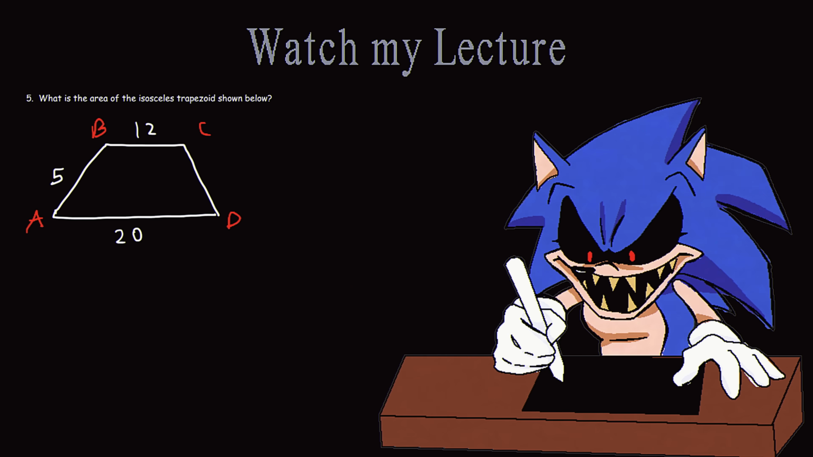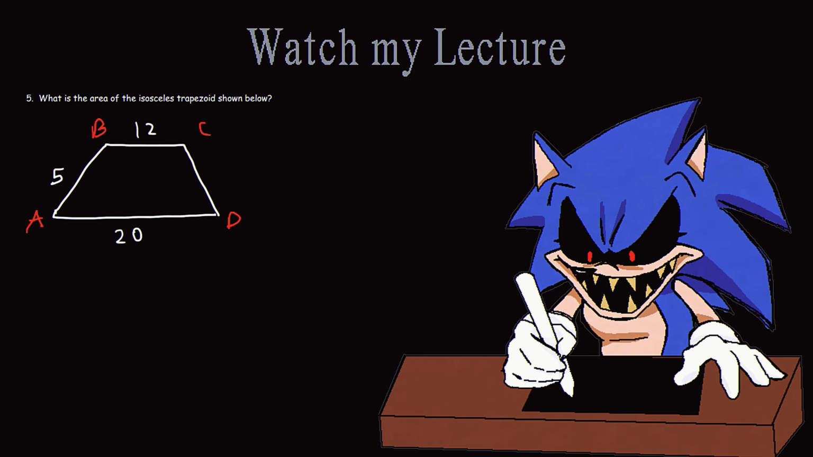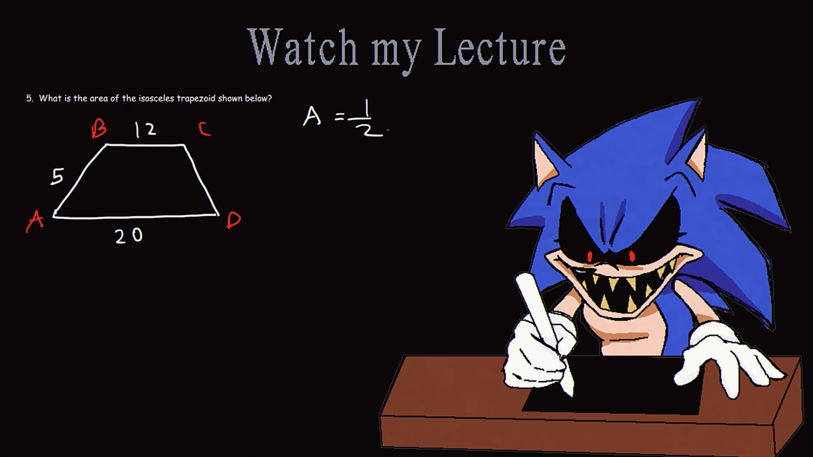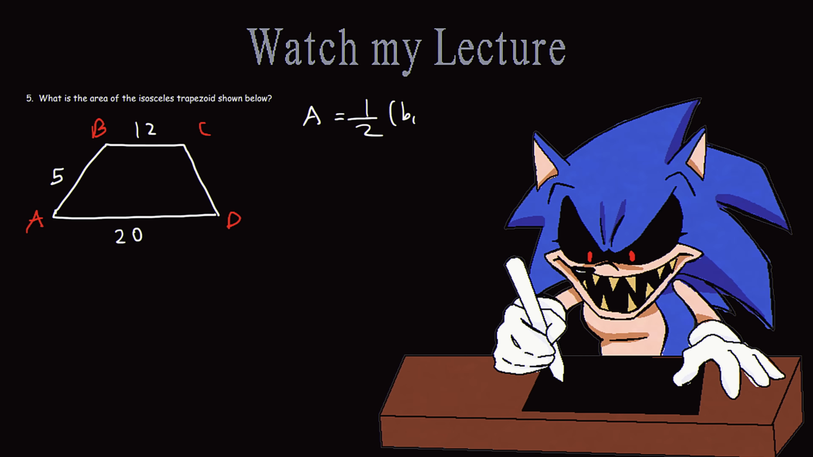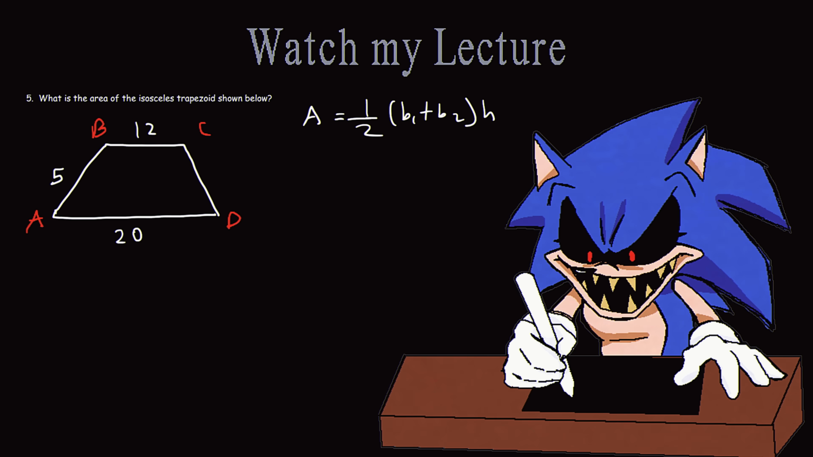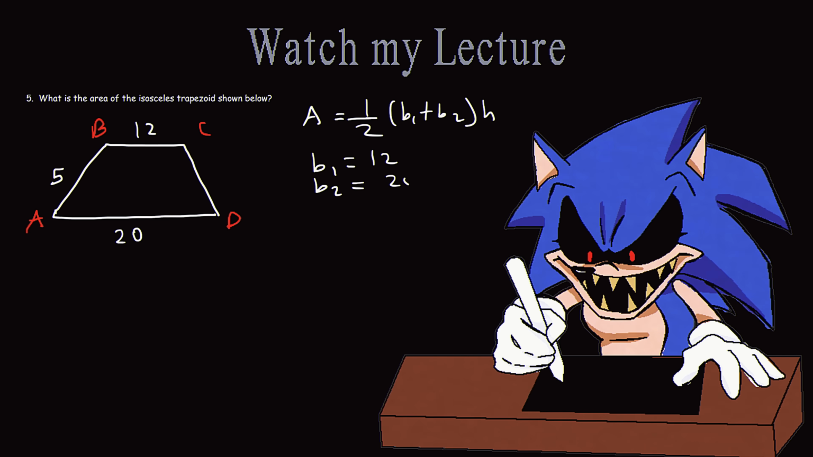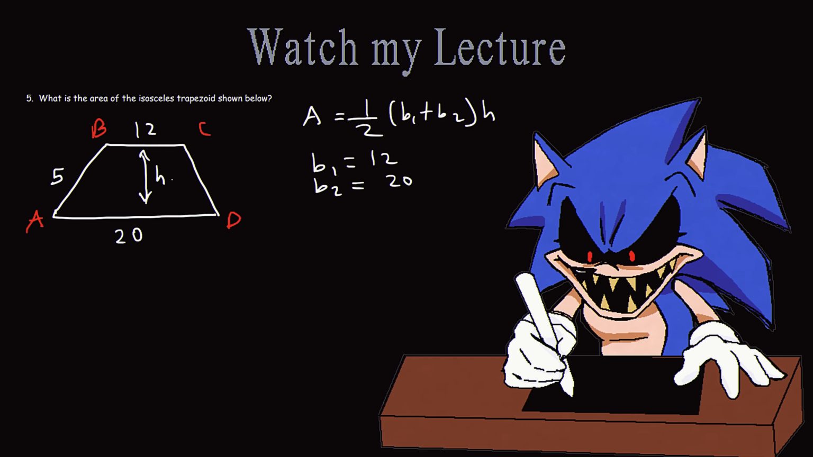Number 5. What is the area of the isosceles trapezoid shown below? So first we need the formula. The area is 1/2 (B1 plus B2) times H. So B1 is the first base, that's 12. B2 is the second base, which is 20. And H is the height of the trapezoid. So somehow we need to calculate H in order to calculate the area. So how can we do so?